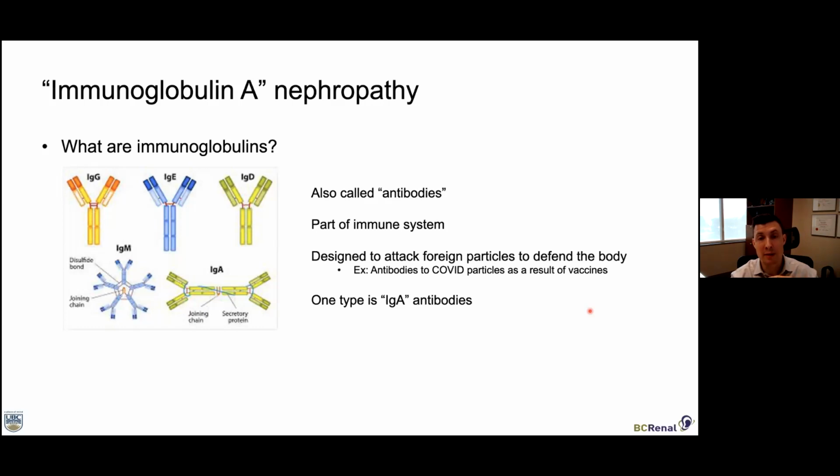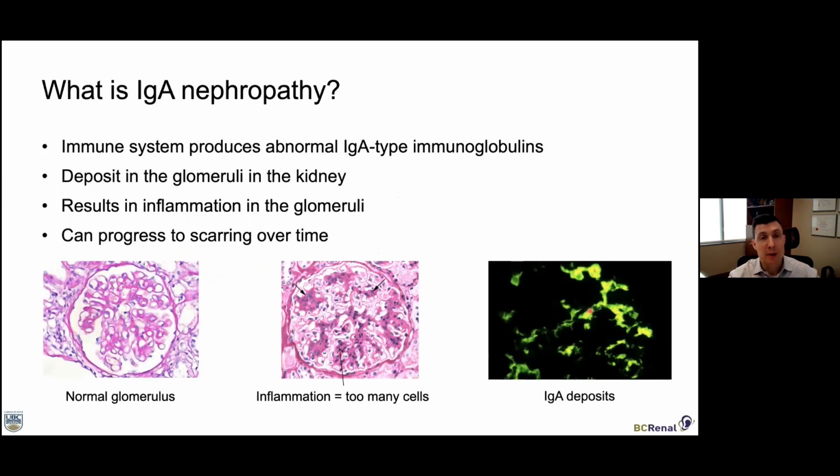Now, there are several different subtypes of antibodies, and one subtype are the IgA subtypes, and that's where IgA nephropathy gets its name. So IgA nephropathy occurs when the immune system produces essentially too many abnormal IgA type immune globulins. These then deposit in the glomeruli of the kidney. It results in inflammation and can eventually progress to scarring over time.